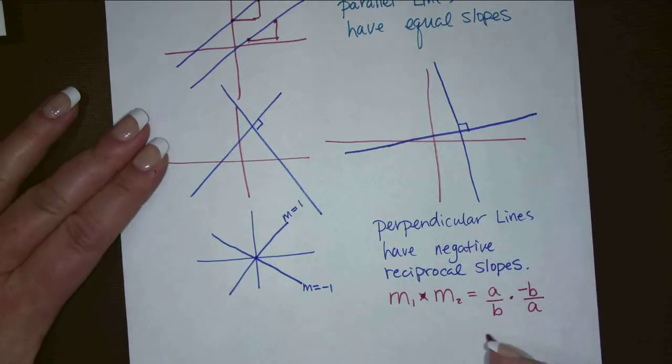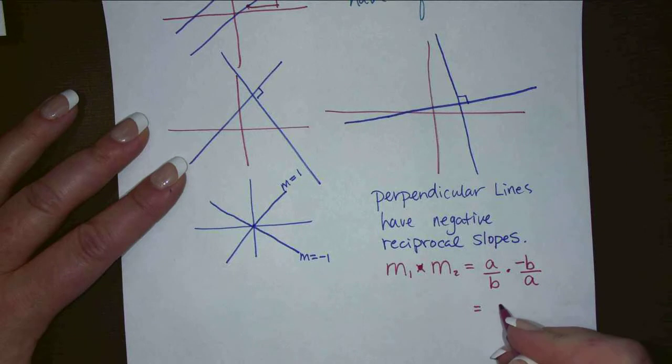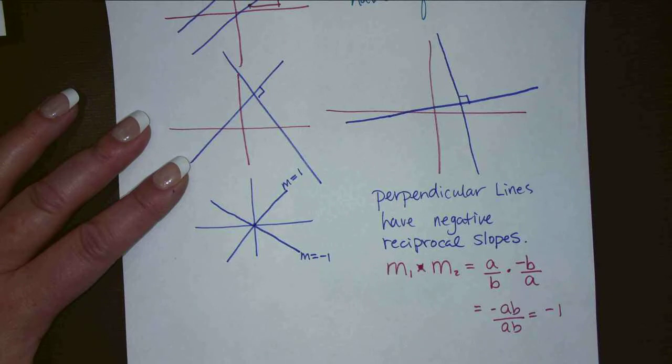Multiply these two fractions. Remember, when you multiply across the top, A times B is AB with a minus, because one of them is negative. And on the bottom, B times A, which is the same as A times B because it's commutative. We can do it either way. So what? Negative 1. They cancel. So when you multiply negative reciprocal slopes, you get negative 1 always as the answer.